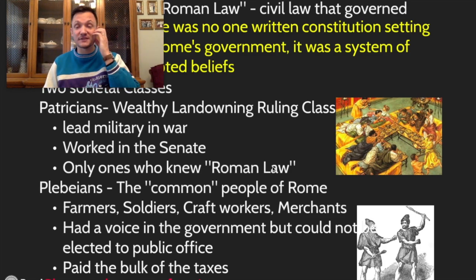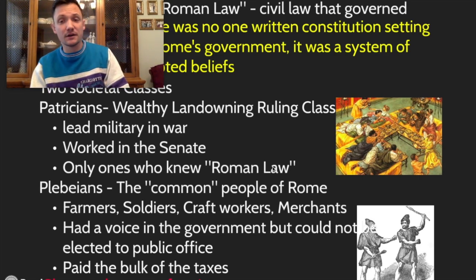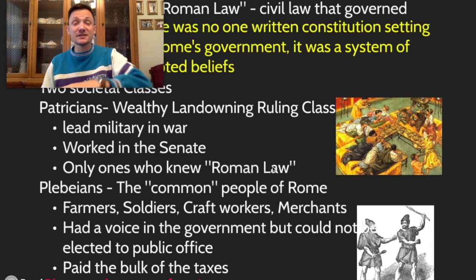Not allowed to hold office, and they also paid 70% of the taxes, right? So this is a little ridiculous. Here's the other crazy part about it.